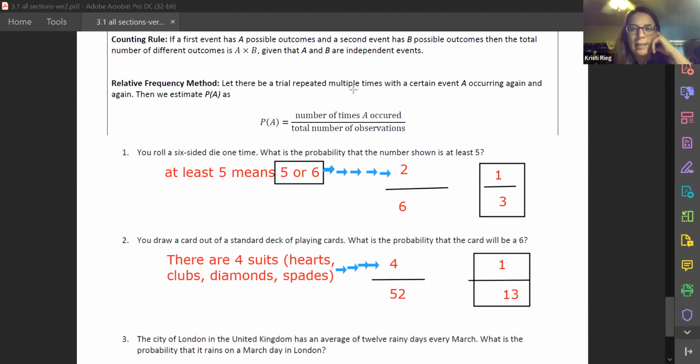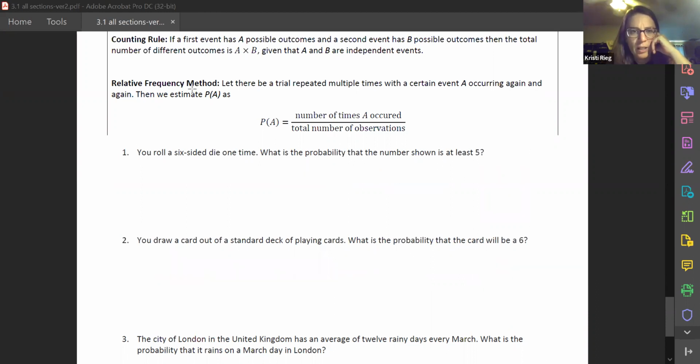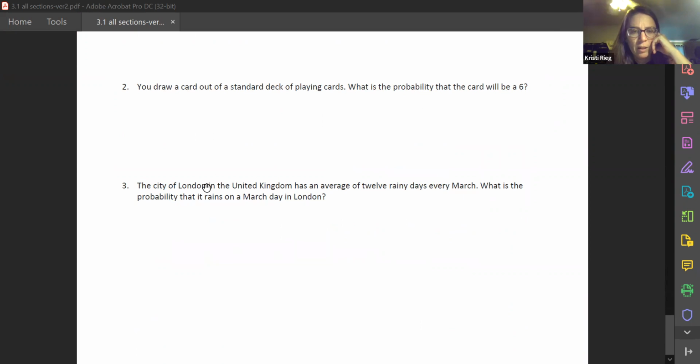All right, last but not least, I think this is the end of this. Let's scroll down. There we go. The City of London has on average 12 rainy days every March. What is the probability that it rains on a March date in London? I was actually going to delete this from these notes because I was just kind of changing things. And then I found every semester I have people that don't know how many days are in March. Okay, there's another thing you should know. How many days are in March?